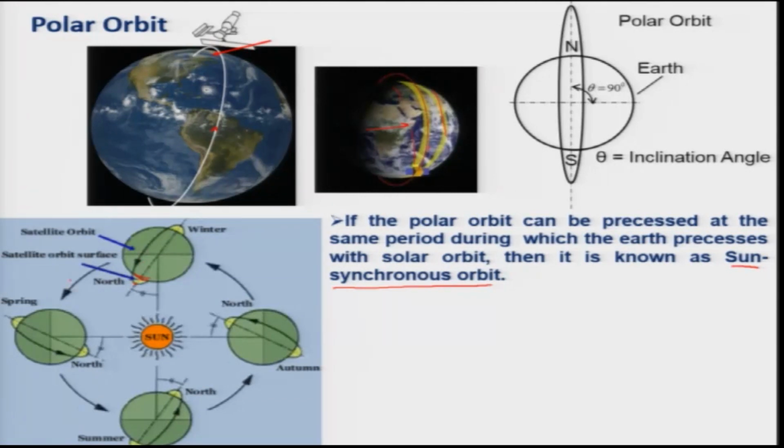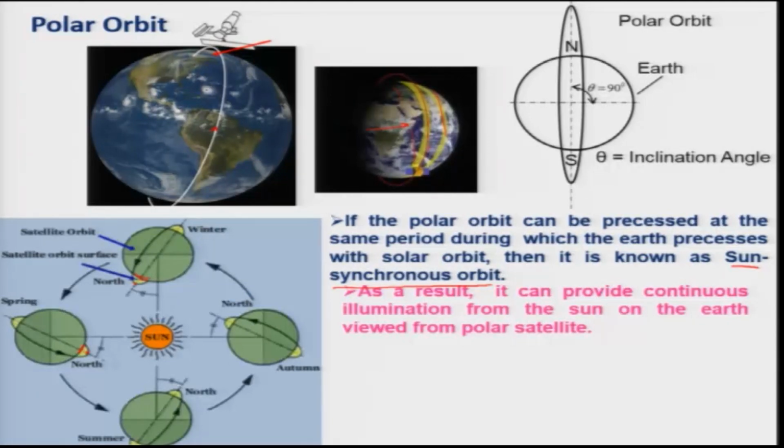Of course, as it is moving along the earth, this is the winter season, this may be spring season, but again the satellite will be looking at the earth here and it is illuminated by the sun, and throughout the year it will be like that. So, whenever the satellite is looking at the earth, the earth is illuminated by the sun. That is the beauty of sun synchronous. As a result, it can provide continuous illumination from the sun on the earth viewed from the sun synchronous polar satellite. This is basically a special kind of polar satellite.